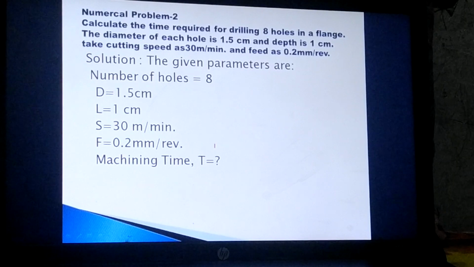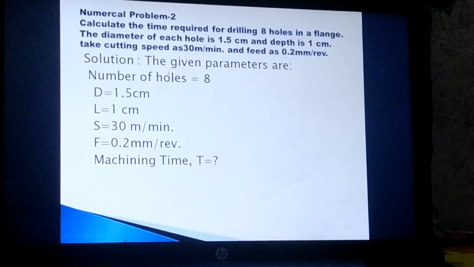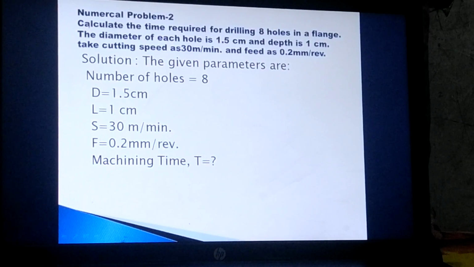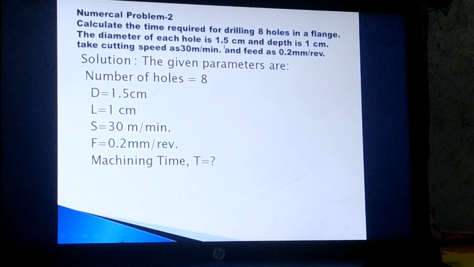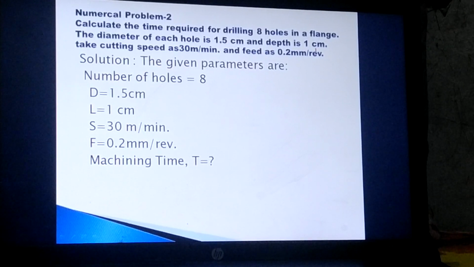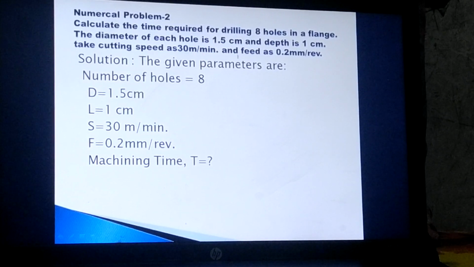Now we will take the second numerical. Calculate the time required for drilling 8 holes in a flange. The diameter of each hole is 1.5 centimeter and the depth of the hole is 1 centimeter. Take cutting speed as 30 meters per minute and feed as 0.2 mm per revolution.